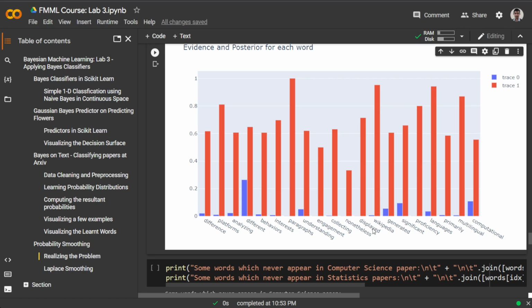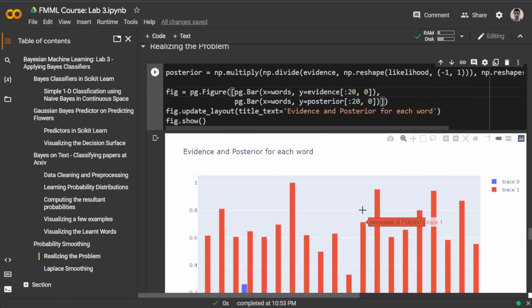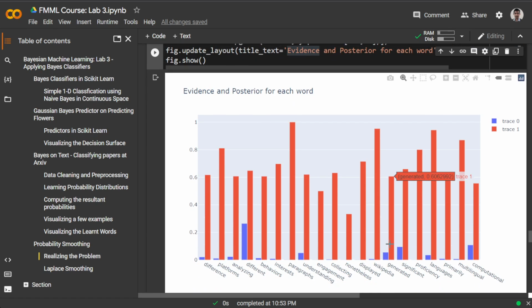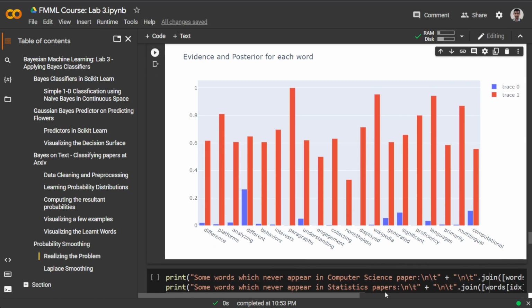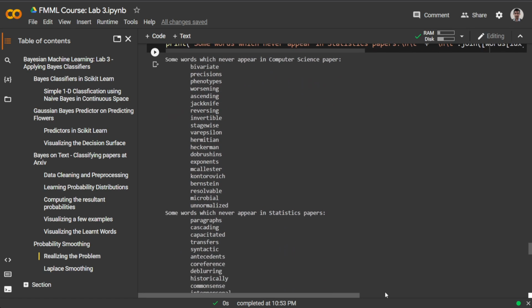You can see over here that there are some words which just don't come in any of the classes. So words for whom the evidence is 0, the blue plot is 0, so words like displayed and nonetheless do not appear in papers of a given class. So over here we have printed out the words which never appear in computer science papers and those which never appear in statistics papers, and words like bivariate have never been seen in a computer science paper. But that does not mean that if someone writes bivariate or precisions in a computer science paper, then it's definitely not a CS paper, but rather it's a statistics paper.